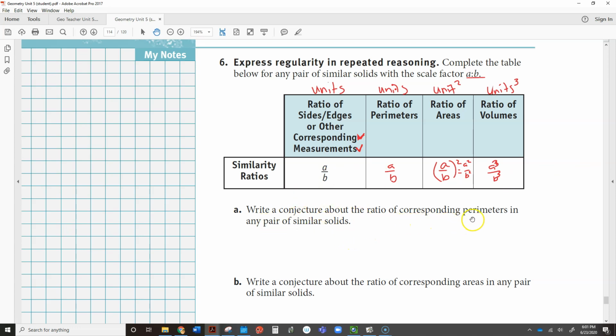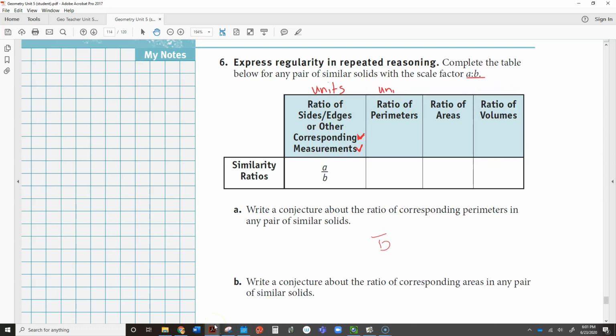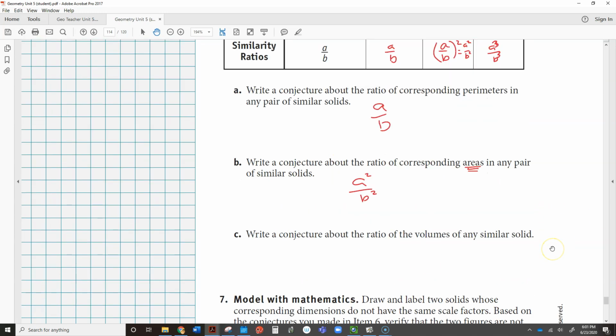Write your conjecture for the ratios of corresponding perimeters. That was part A right here. So this is part A to B. Write conjecture about any pair of areas. There's the key word. So that's A squared to B squared. Okay. And then volumes. There's the key word right there, volumes. And we know the units for volumes are cubed. A cubed, B cubed.